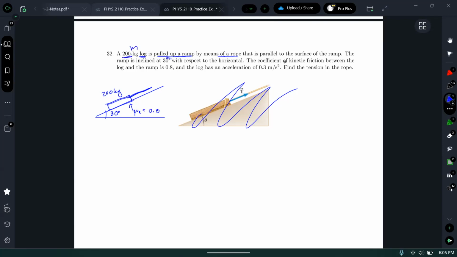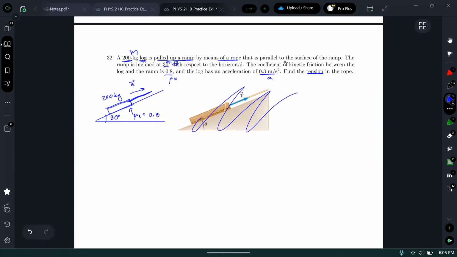So I would be labeling this stuff as well as mass. Use theta for angles, and mu for the coefficient of kinetic friction. Okay, and the log has an acceleration of 0.3 meters per second squared. If it's being pulled up the ramp, I have to assume it's accelerating up the ramp. Find the tension in the rope.